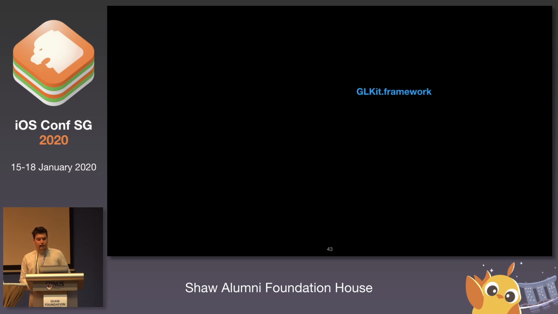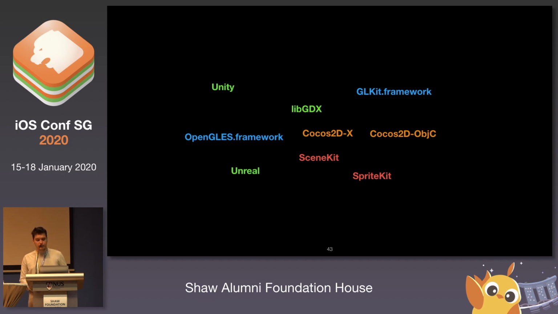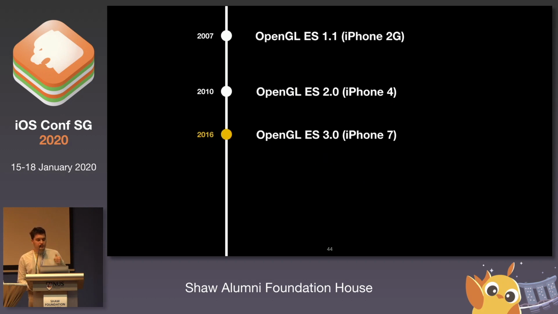And throughout that time, a lot of frameworks and game engines were released, because OpenGL was kind of the only way, and they were all proxies to OpenGL. When the iPhone 7 was released, OpenGL ES 3.0 was introduced, but nobody really cared. And there are multiple reasons for that.